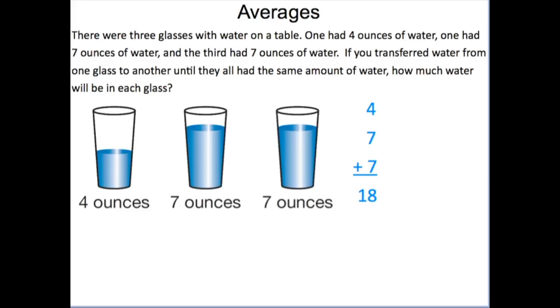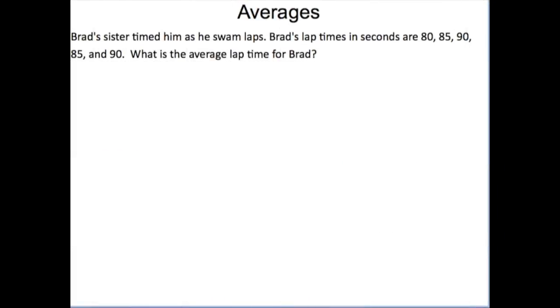Well, then we need to divide, because that was the next part of our definition. Divide. Well, what number do we need to divide by? Well, I have 1, 2, 3 addends, so I need to divide by 3. 18 divided by 3 is 6. So each glass has 6 ounces. Let's look at another example. Let's look at our next problem.